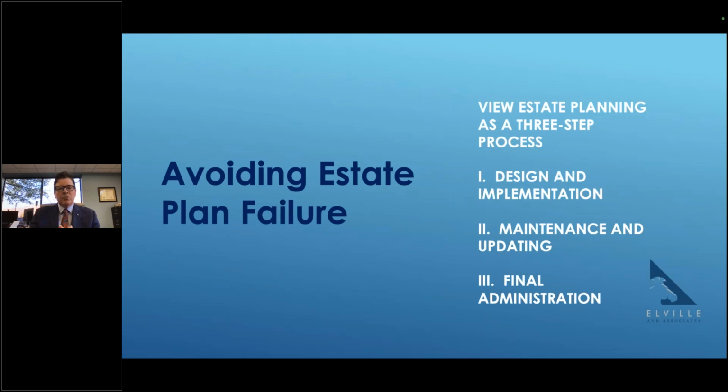And that involves three major steps, although we could take many steps in this plan. We want to design and implement the plan. We want to maintain and update the plan over your lifetime.